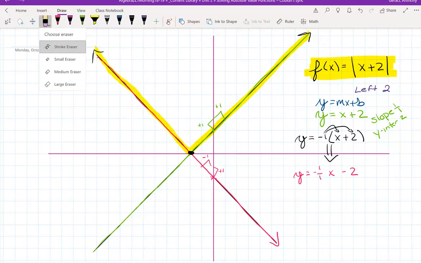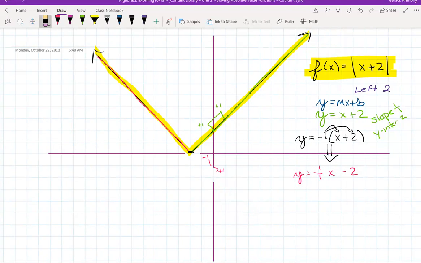So let me make sure it's the right eraser. So that part goes away, and that part goes away. And there's our absolute value equation, and that's how it is created. Now, why is this important?